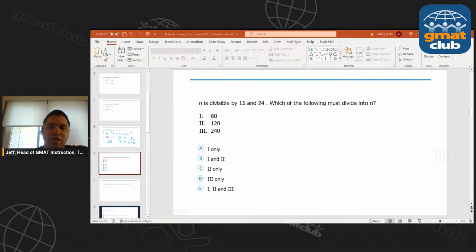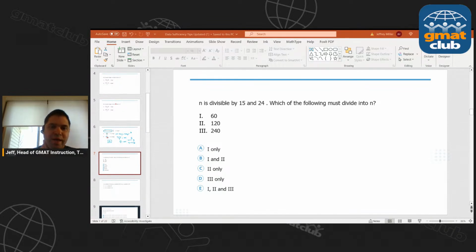Another thing is, if you recognize these numbers because they're used a lot, and you know that 120 is a multiple of 24, for example, and you can discern that it's a multiple of 15, that's another way to do it. Once you have it, you see that 60 and 120 have to divide into it, while 240 does not. Nothing crazy there, but that's just another way for them to ask you about LCM.